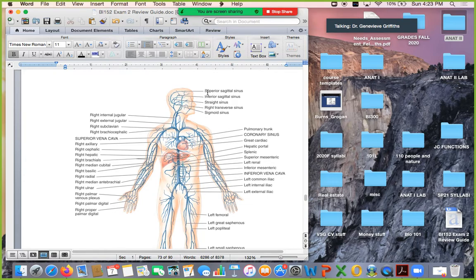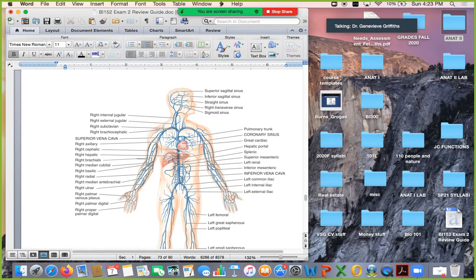From the head, we have the superior and inferior sagittal sinus, which drains into the straight sinus, which drains into the transverse sinus and the sigmoid sinus, down through the internal jugular. And we have the external jugular as well. These are both going to feed into the brachiocephalic region, which then feeds into the superior vena cava.